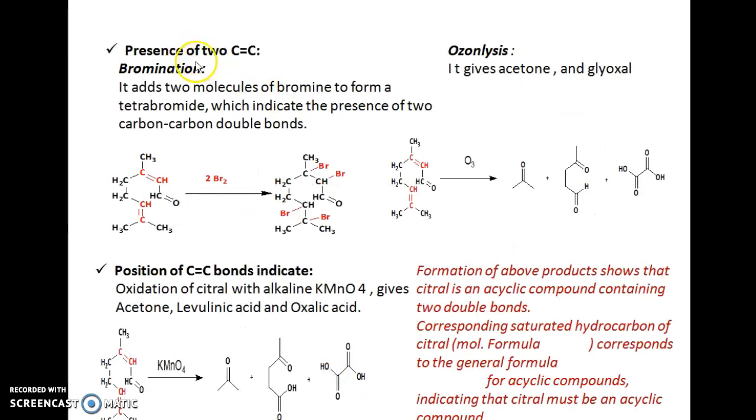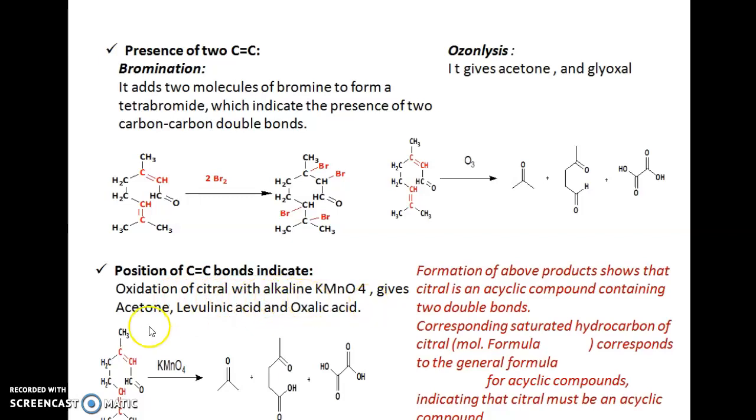The presence of two carbon-carbon double bonds can be shown by the bromination test. It adds 2 molecules of bromine to form a tetrabromide, which indicates the presence of two carbon-carbon double bonds. So we can see the addition of 2 bromine molecules at the two sides of the carbon-carbon double bond, forming a tetrabromide.